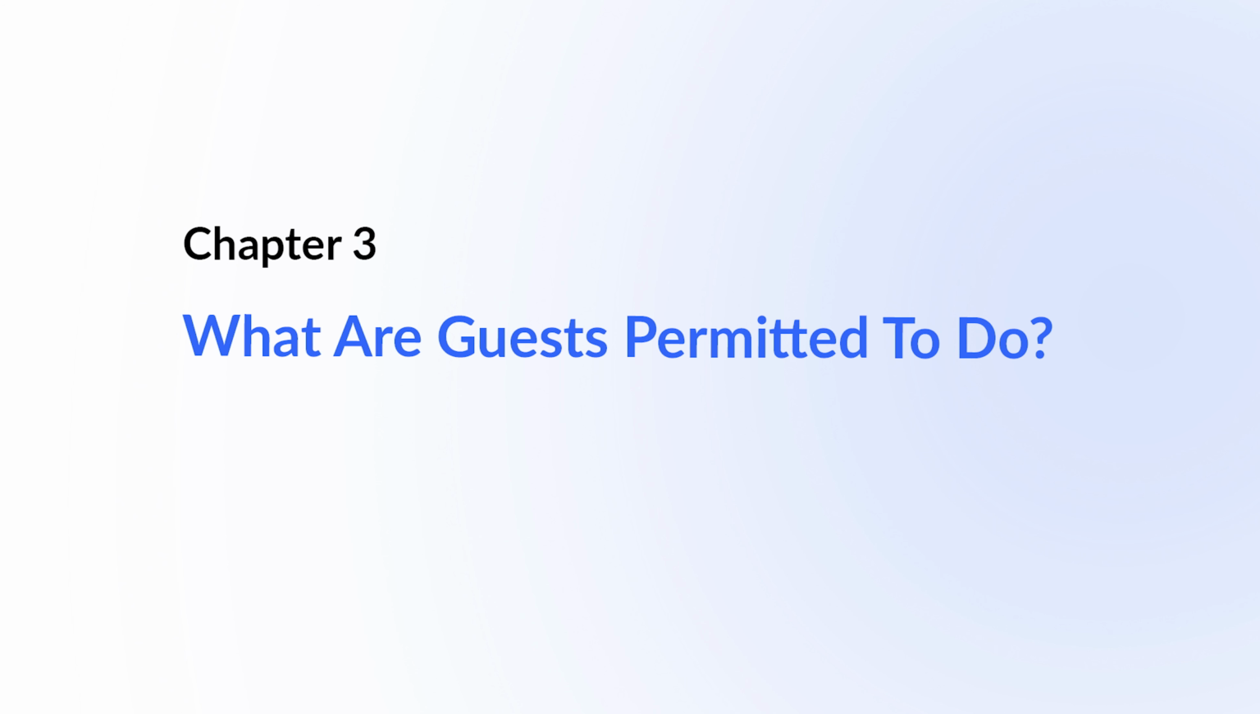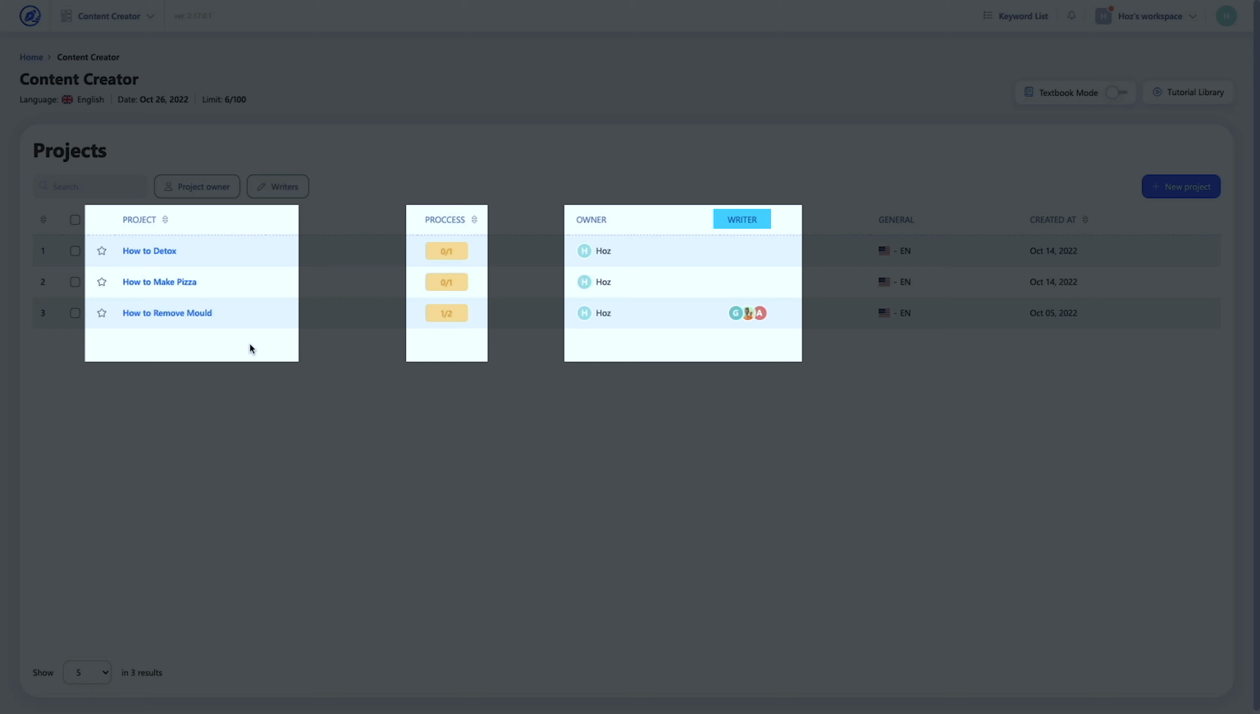Let's start by looking at how to manage your project listings. Inside the content creator, you can see your projects listed along with updated processes and the project's human resources, from task owner through to any assigned writers. This is where all team members and owners can view team performance and the current workload at a glance.